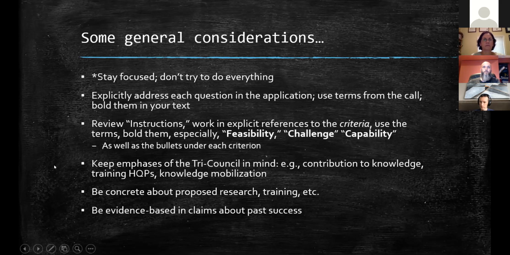Again, I would underscore, keep in mind the emphases of the Tri-Council. The Tri-Council is very concerned with your contribution to knowledge, but also how you will train HQPs and how you will mobilize knowledge. So really attend to those. Wherever you can, be concrete, whether the issue is the method of training HQPs or whatever. And in claims about your past success, be evidence-based.